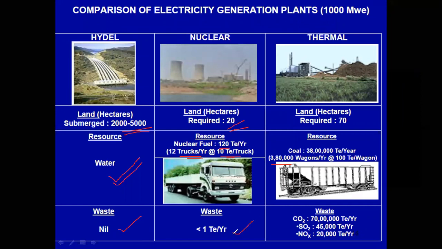But in the nuclear power plant, the wastage is 1 ton per year, which is radioactive substances. But in the thermal power plant, carbon dioxide released is 70 lakh tons per year, sulfur oxide is 45,000 tons per year, and nitrous oxide is 20,000 tons per year. This much of the fuel is wastage.